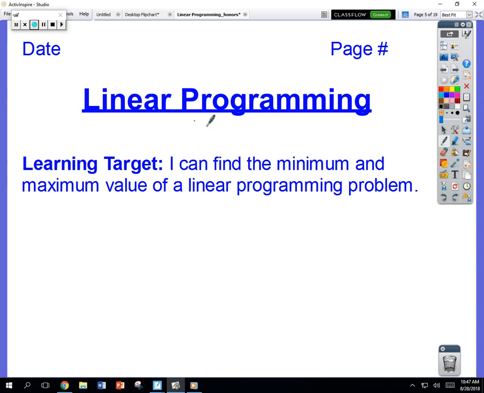And then you need to write linear programming as your title, and then this learning target: I can find the minimum and maximum value of a linear programming problem.